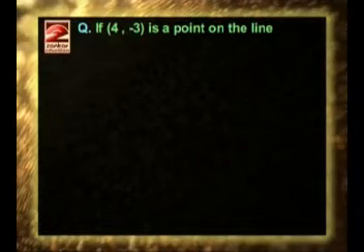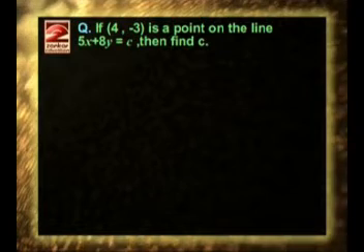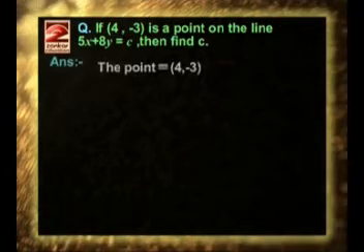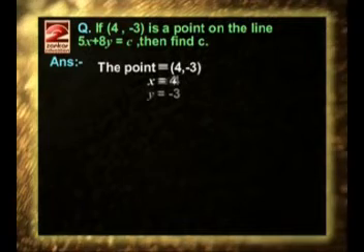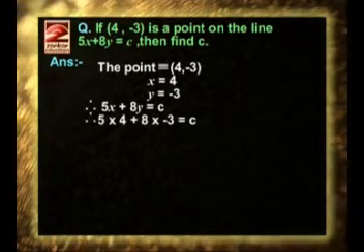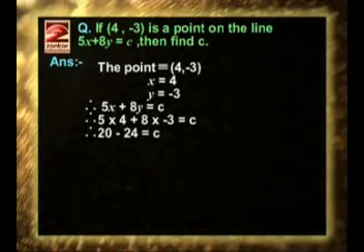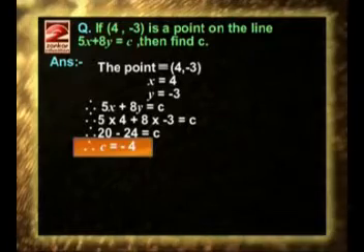Then next question. If (4, -3) is a point on the line 5x + 8y = c, then find c. The point is (4, -3), that means x is 4 and y is -3. Therefore 5x + 8y = c is the equation. Therefore 5 into 4 plus 8 into -3 is equal to c. Therefore 20 - 24 = c, and therefore c = -4.